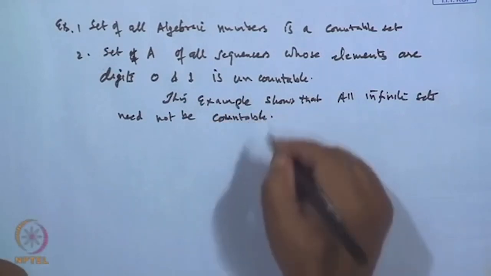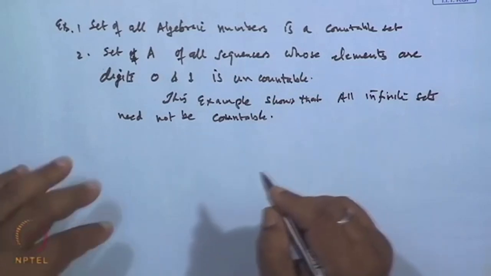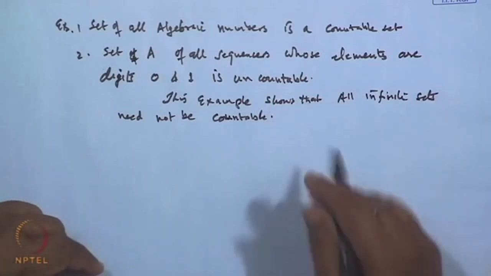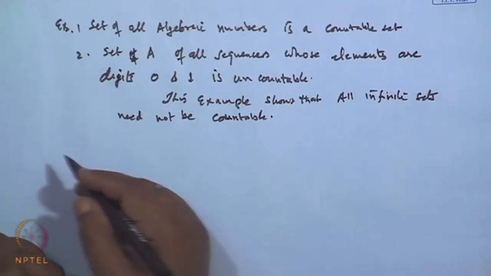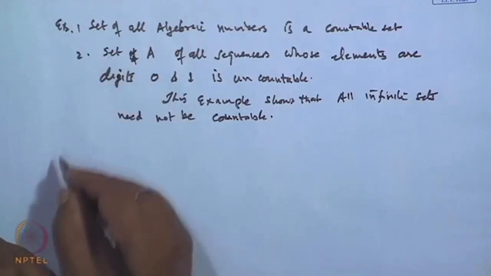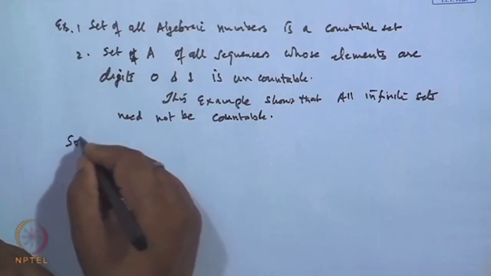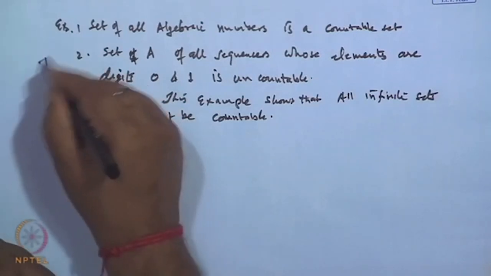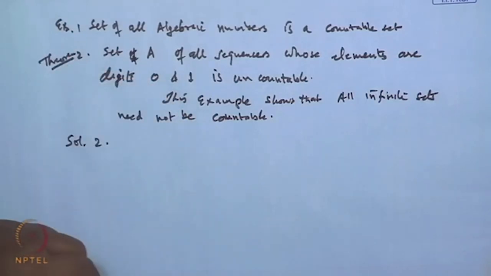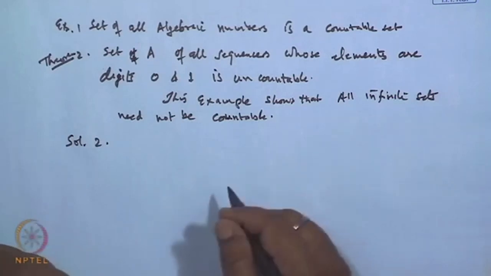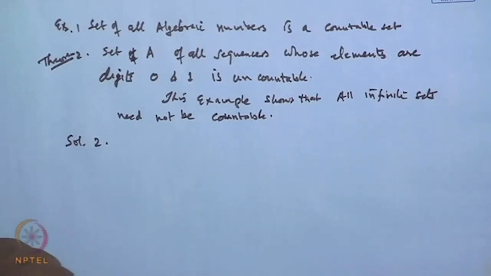In fact, we will show that the set of real numbers is not countable, the set of rationals is countable, and the set of irrationals becomes an uncountable set. So, let us see the result, the theorem, formed in the form of a theorem. Proof of solution for 2. All this you can also say in the form of a theorem.